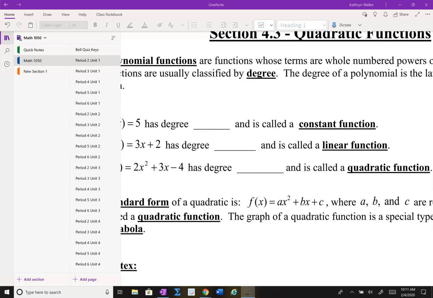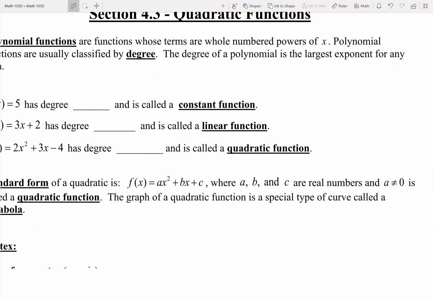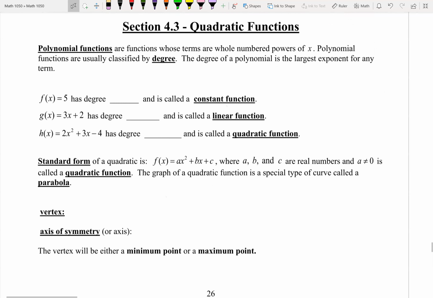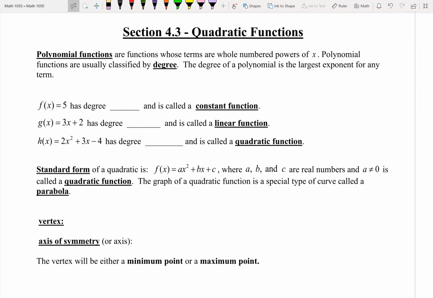So this is lesson 4.3, and this is the last lesson that will be on your test, okay? Just so you guys know. Okay, so take your highlighter, and I want you to highlight the word quadratic, okay?